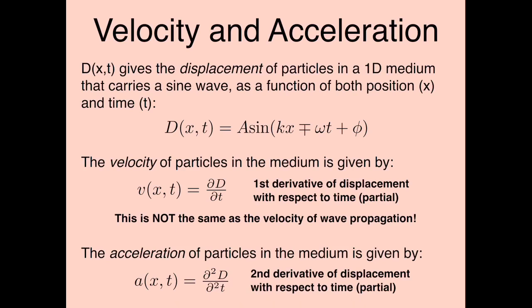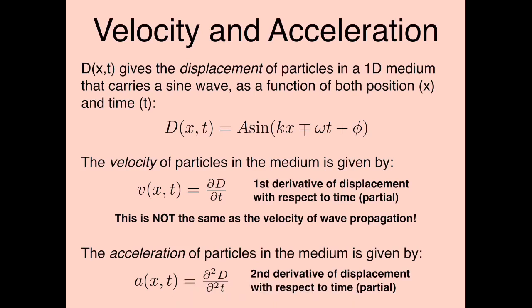Now, one thing we could do is take the derivative of this to find the velocity of particles in the medium. So in other words, the velocity as a function of x and t would just be the derivative of this displacement with respect to time, but we have to be a bit careful about how we do this. We only are interested in finding the derivative with respect to time, and we want to keep all other variables like x constant as we take that derivative. So this is what we call a partial derivative. It means take the derivative with respect to time only and treat everything else as a constant.